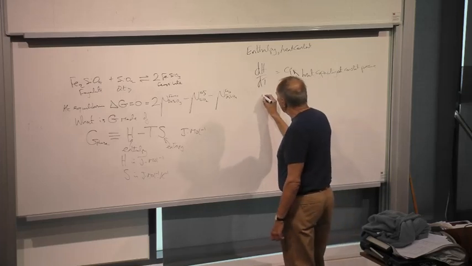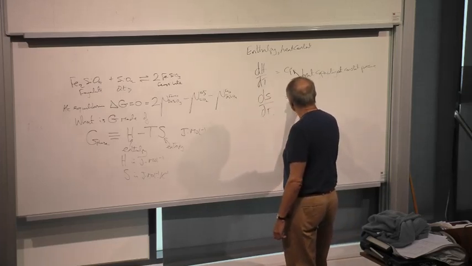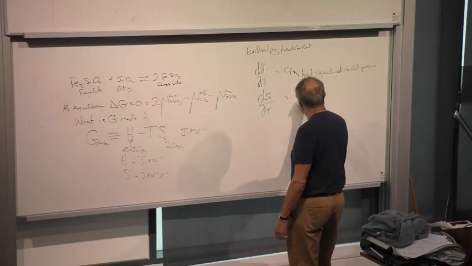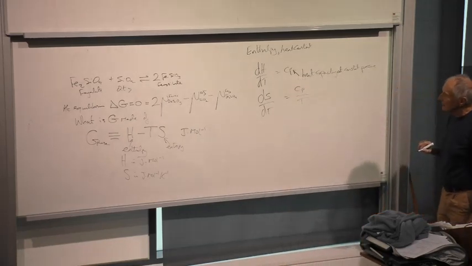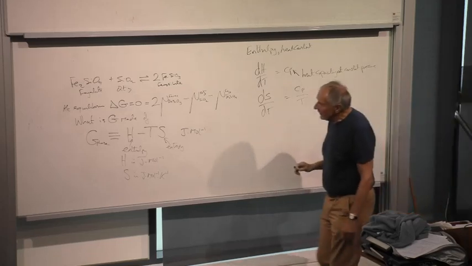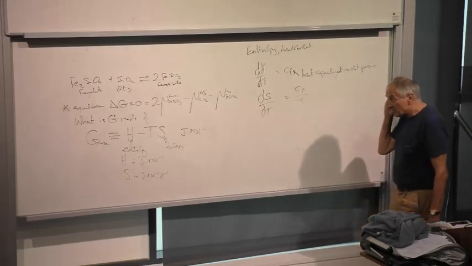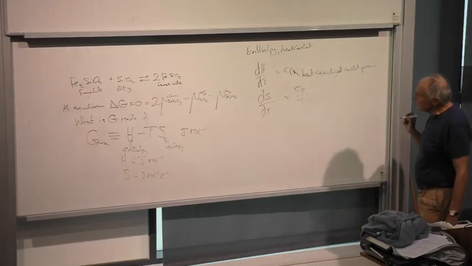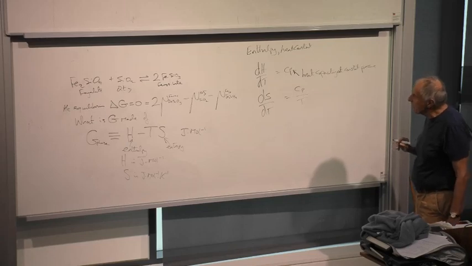And dS/dT is the heat capacity divided by T. So as we raise temperature, we increase both the enthalpy and the entropy, and to quite a significant extent they tend to cancel one another out. But anyway, we'll come to that more clearly in a moment.